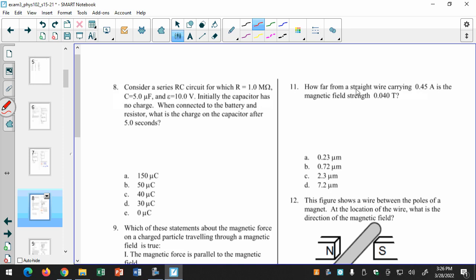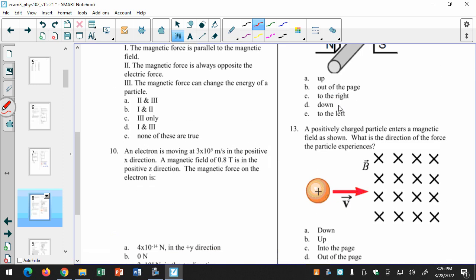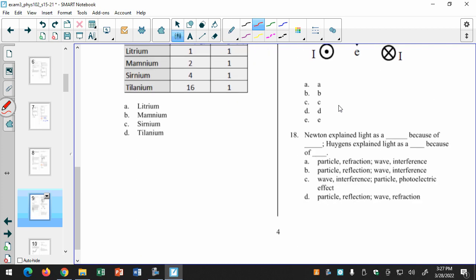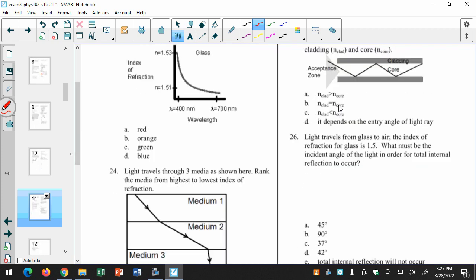Look, see here it says straight wire, number 11. I don't remember who asked that. Okay. What am I looking for? Oh yeah, electric field. I can't find one. I'll just make one up.